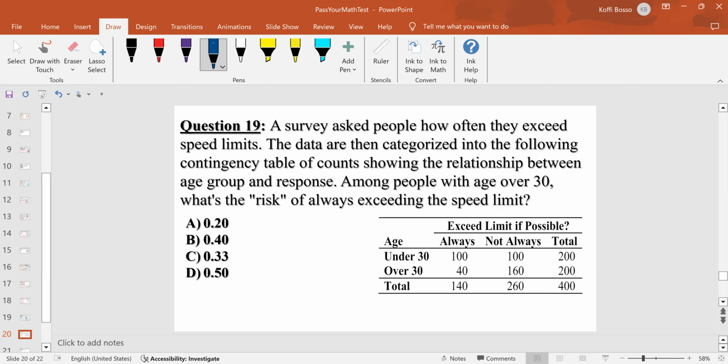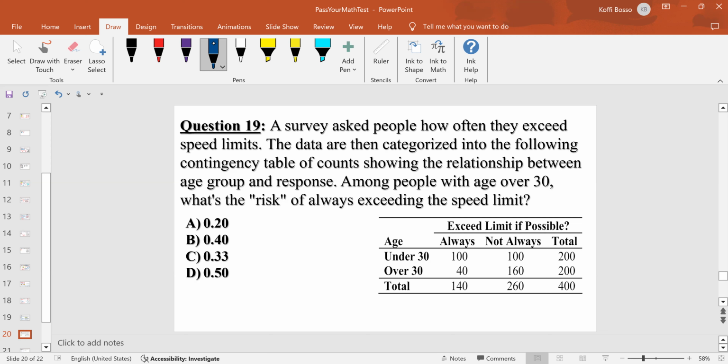19. A survey asked people how often they exceed the speed limit. The data are then categorized into the following contingency table of counts, showing the relationship between age group and the response. Among people with age over 30, what is the risk of always exceeding the speed limit?